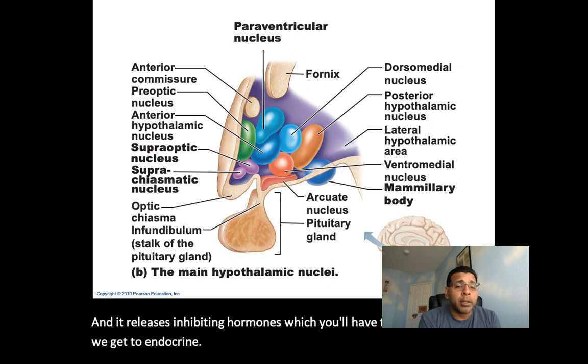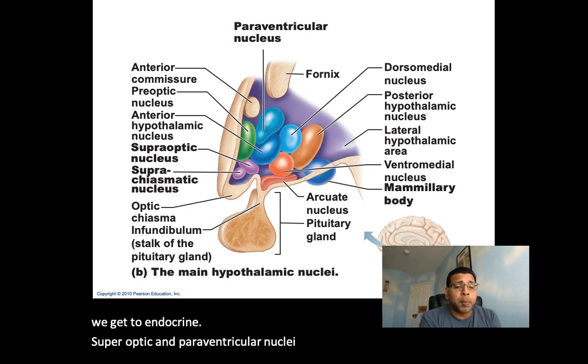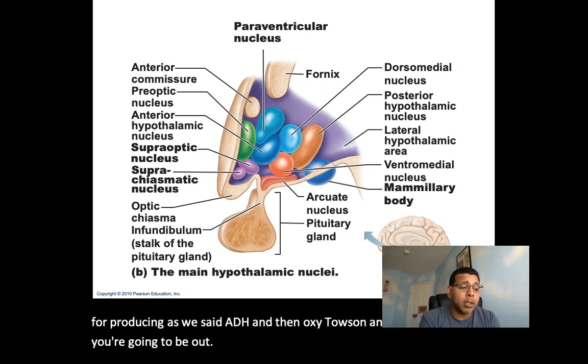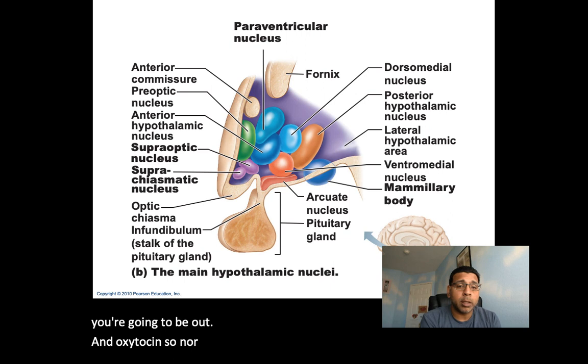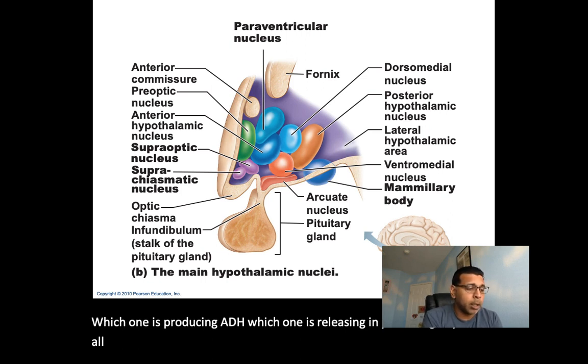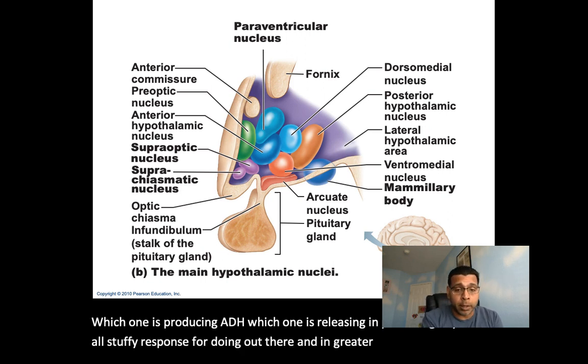The supraoptic and paraventricular nuclei are going to be responsible for producing, as we said, ADH and oxytocin, another hormone you're going to have to know about. So know which one is doing what: which one is producing ADH, which one is producing and releasing oxytocin. All stuff you'll be responsible for knowing, and in greater detail when we get to the endocrine system.